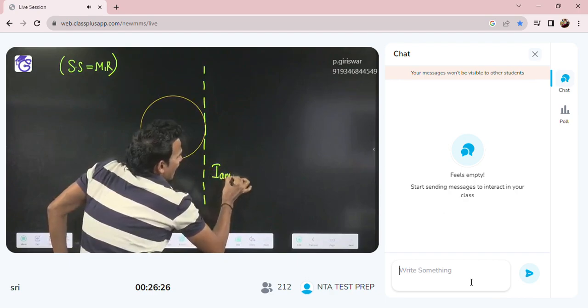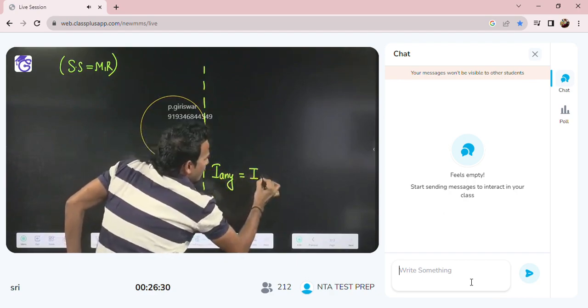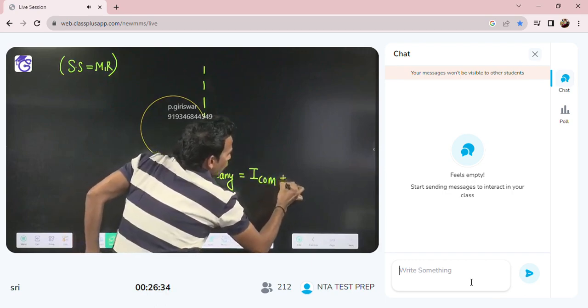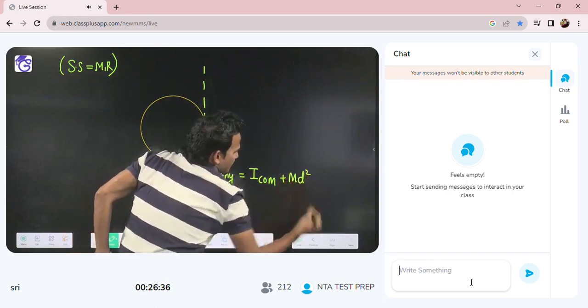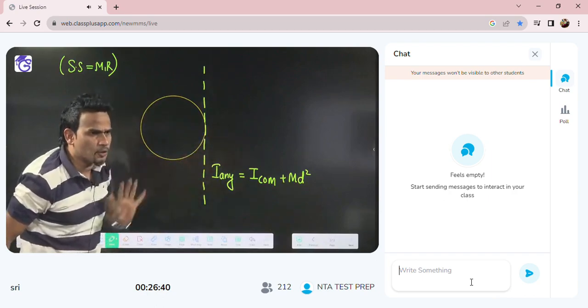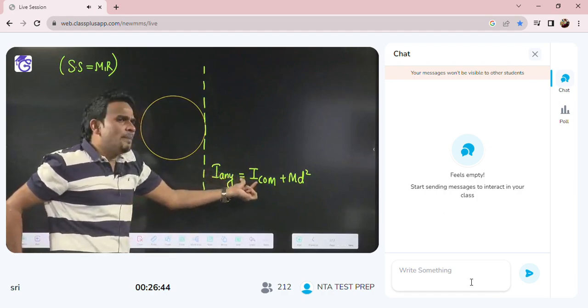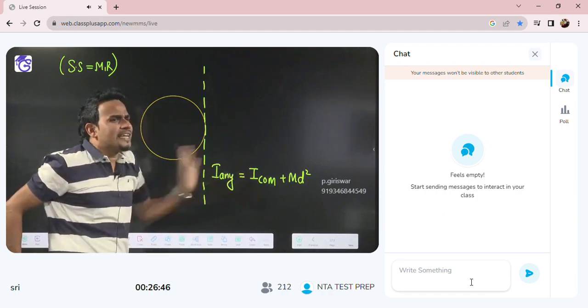So I_NE will be equal to, now I'll write the parallel axis theorem. I_NE will be equal to I_COM plus MD square. Now I_COM means the axis which will pass through the center.